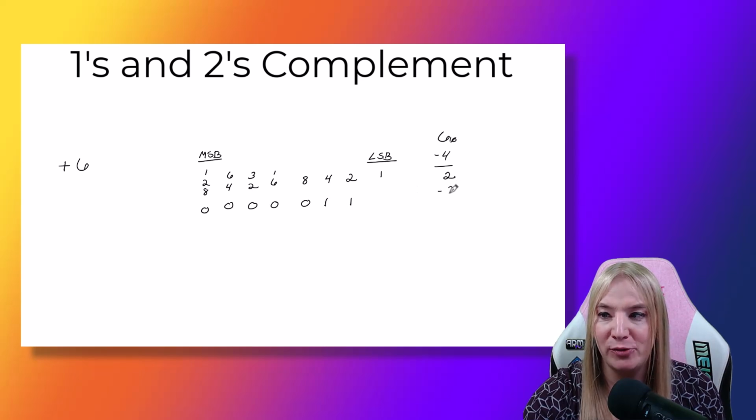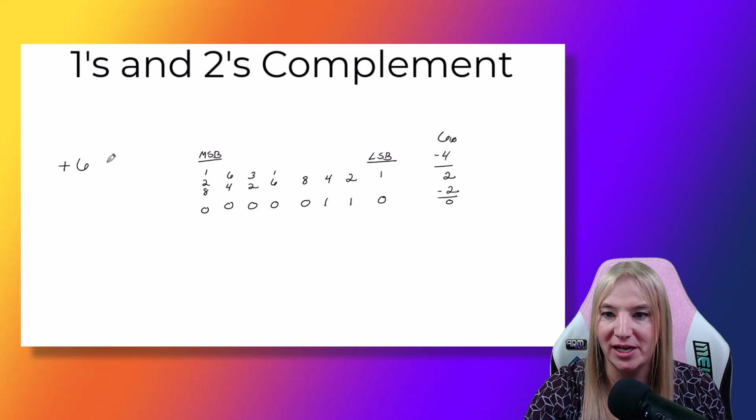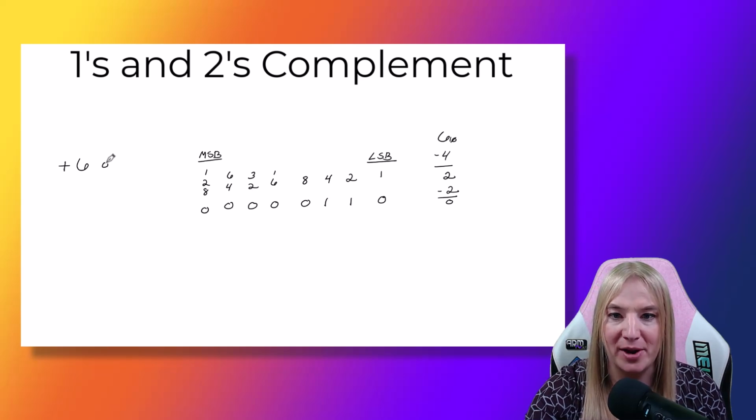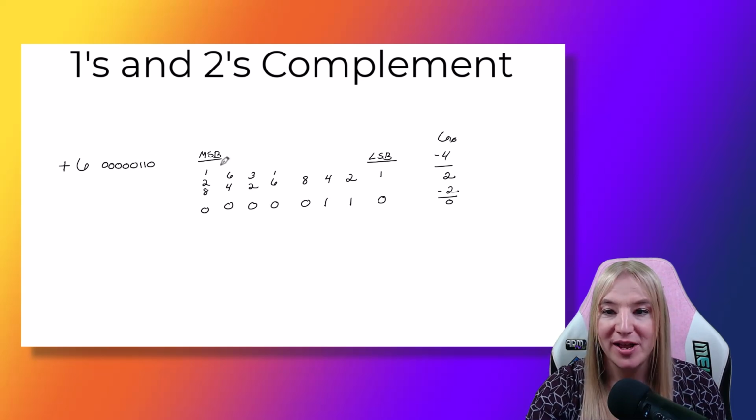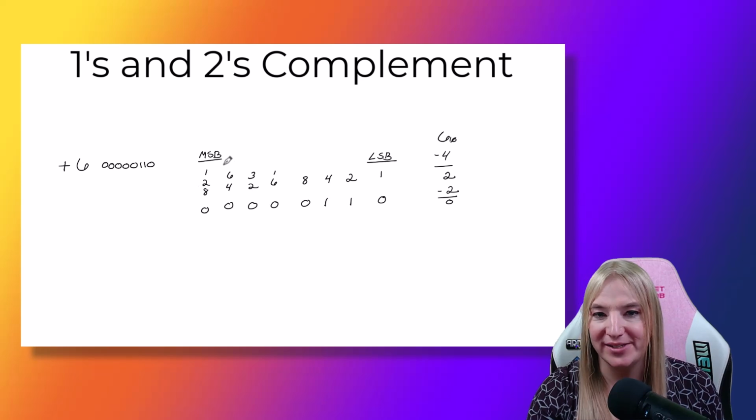I'm going to subtract 2, and we're left with 0, which means there's nothing left. So 1 can't go into nothing, so 0. So for positive 6, our actual number, in this case on a byte boundary, is going to be 5 zeros, 1, 1, 0. All right, so that's your positive number.